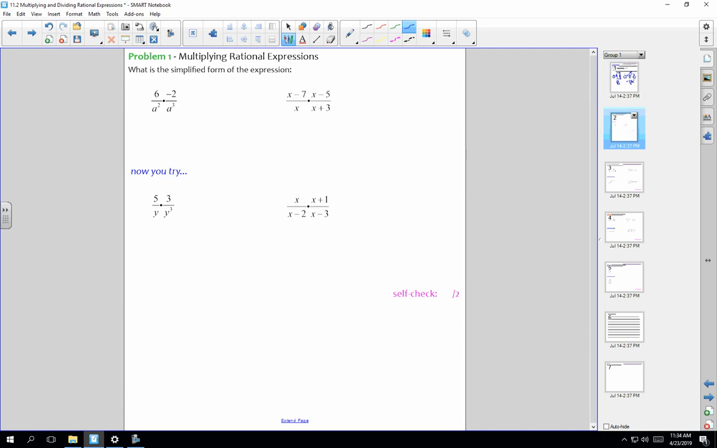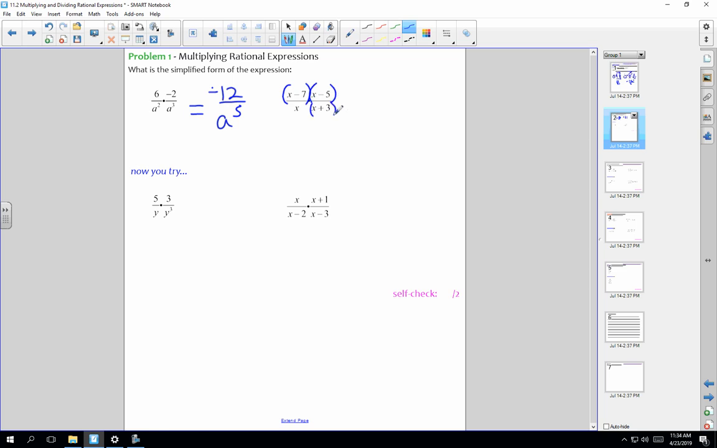All right, so just multiplying two rational expressions or two fractions together, you look to see if you can factor and cancel first. In this case, we can't, so we multiply straight across. Remember to add the powers when you're multiplying the a squared and the a cubed. Same thing on the second one. Remember that these are in parentheses.